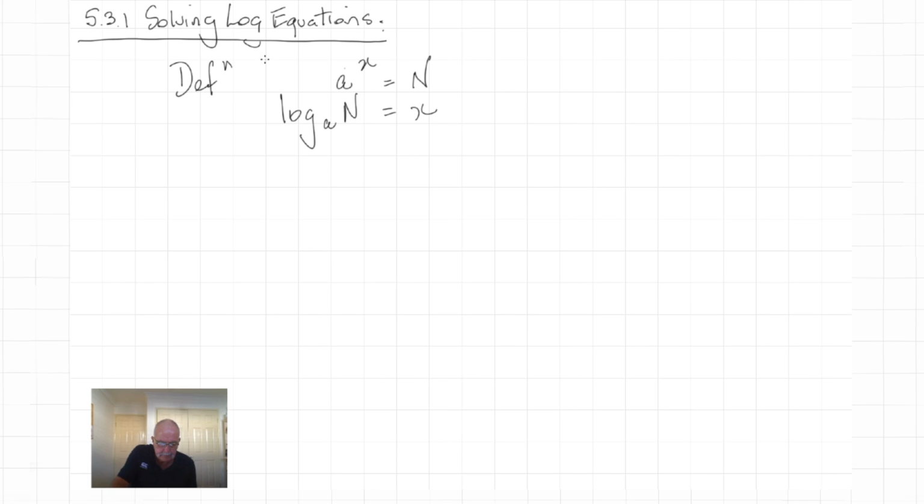Now that's the algebraic definition of what a logarithm is. If a to the x equals n, then the log of n to base a is x. In other words, the log is the power you must raise a to get the number n. Here we raise a to the power of x and we get n. So let's have a look at a couple of examples.